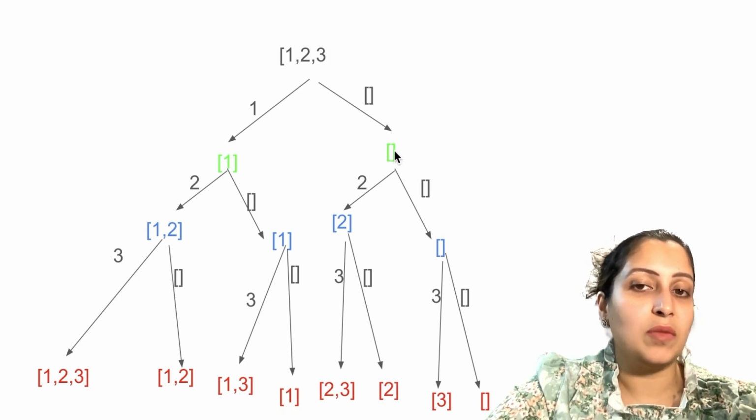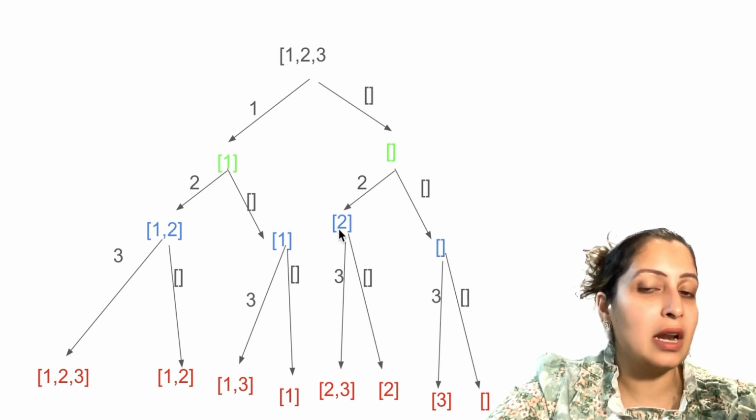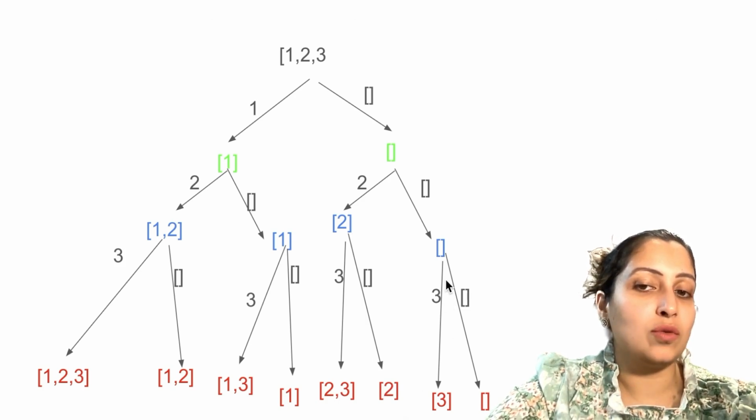In the same way here, when I skipped 1 and I had an empty array, then I chose to either go with 2 or skip 2. If I chose to go with 2, then my array would be just 2. If I chose to skip 2 as well, then I would still have an empty array. Then again, I'll have two decisions to make, either to include 3 or skip 3. If I include 3, then my final subset would be 2, 3. If I choose to skip 3, then my subset would be just 2. In the same way, if I choose to include 3 here, then my subset would be just 3.